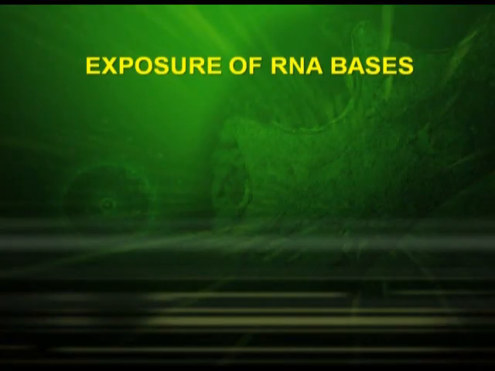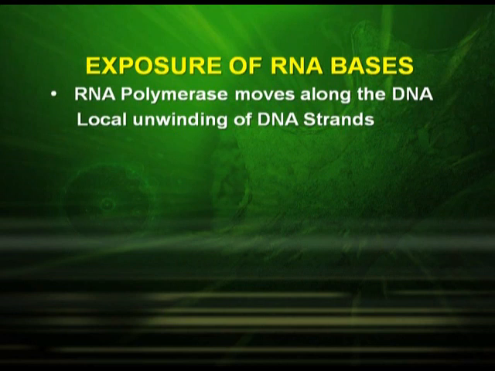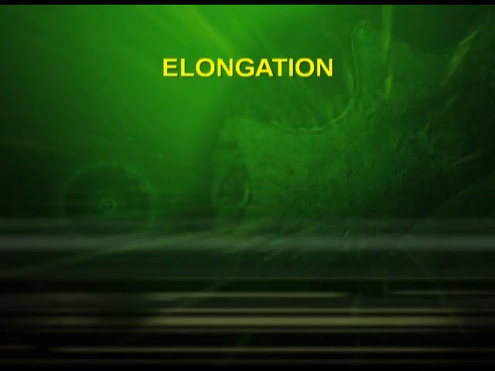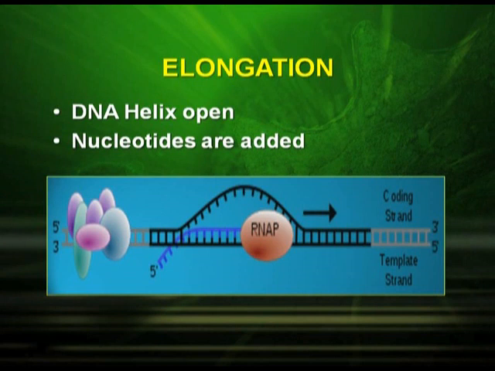So, during the initiation process, the RNA bases are exposed and the RNA polymerase moves along the DNA. There is a local unwinding of the DNA strand. This can be clearly seen in the picture, the winding and the unwinding of the two DNA strands. After the initiation process, the elongation process starts. The DNA helix opens, the nucleotides are added. The RNA polymerase which binds to the promoter region moves on and forms ribonucleotides.